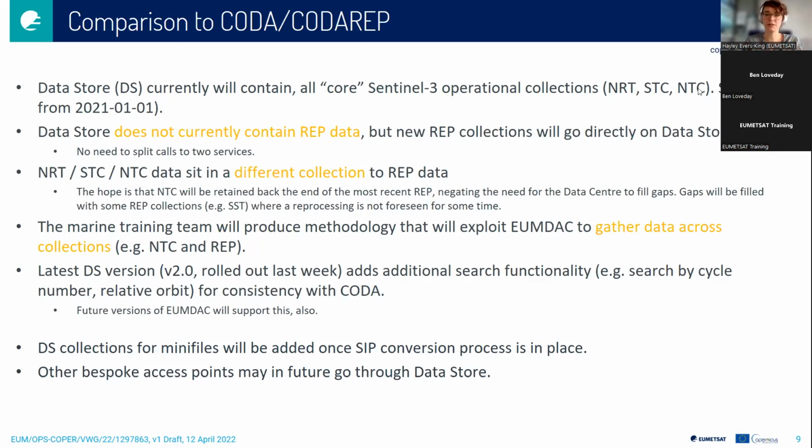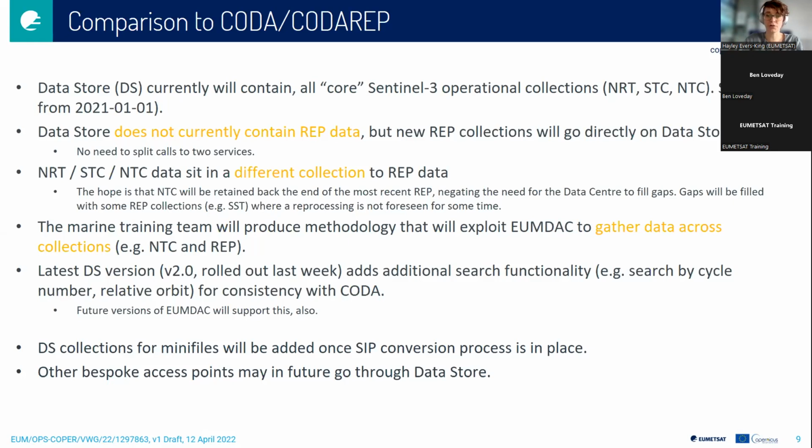So just to note that if you're looking for these two different data sets, the current operational ones that have been going out every day and the reprocessing data sets, they will eventually be in two separate collections on the data store, but you can access them through the same architecture that Ben's just shown. So you won't need to go to multiple services. It'll all be through the same sort of API, just two different calls to different collections.